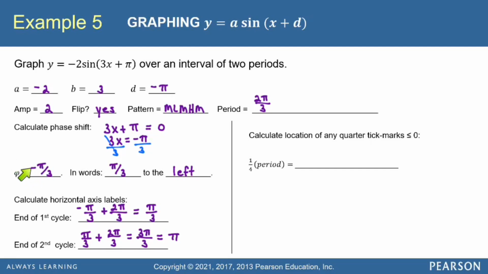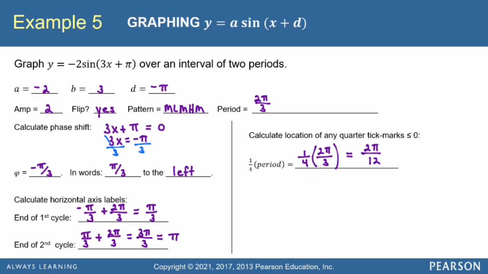Okay, so now we've got the labels that go at the end of each cycle. Because our initial tick mark for the first cycle is to the left of the y-axis, and that first cycle ends to the right of the y-axis, we need to think about which tick marks go to the left and to the right of the axis. So we'll need to calculate the location of at least some of the quarter tick marks for that first period. So we know that in order to calculate the location of the quarter tick marks, we add a quarter of the period at a time. So a quarter of the period would be a fourth of 2 pi over 3. And when you multiply those two together, 1/4 times 2 pi over 3 is 2 pi over 12.